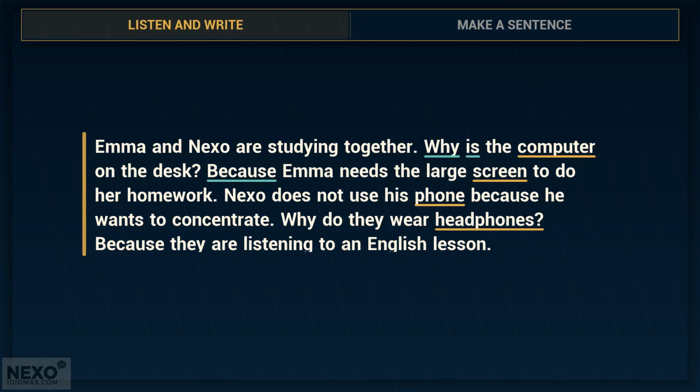Emma and Nexo are studying together. Why is the computer on the desk? Because Emma needs the large screen to do her homework. Nexo does not use his phone because he wants to concentrate. Why do they wear headphones? Because they are listening to an English lesson.